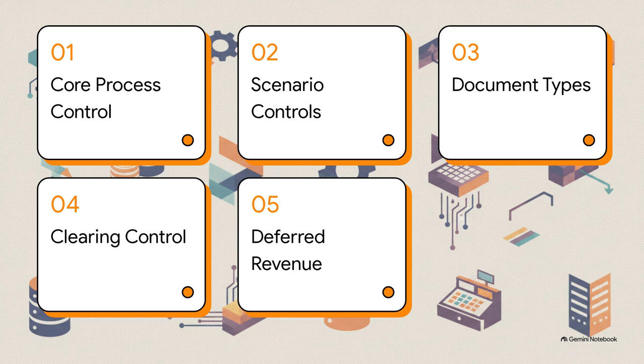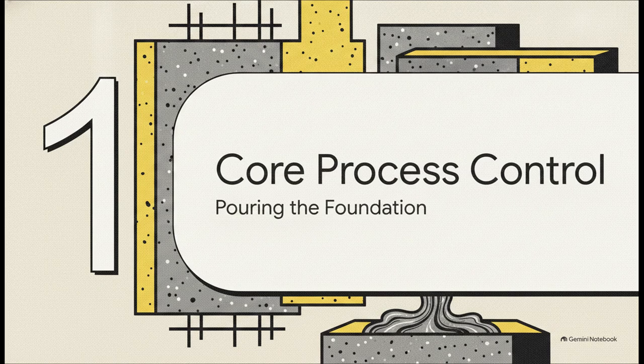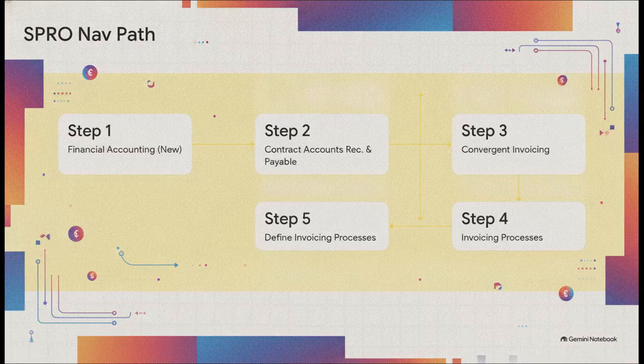Let's get to work. Section 1, core invoicing process control, or as I like to call it, pouring the foundation. Think of this level 1 control as pouring the actual concrete for your billing architecture. If you're navigating SPRO, your path looks like this: financial accounting new, down into contract accounts receivable and payable, convergent invoicing, invoicing processes, and finally define invoicing processes. This exact path is where the master rules are born. If this foundation isn't perfectly set, well, nothing you build on top of it is going to stand.